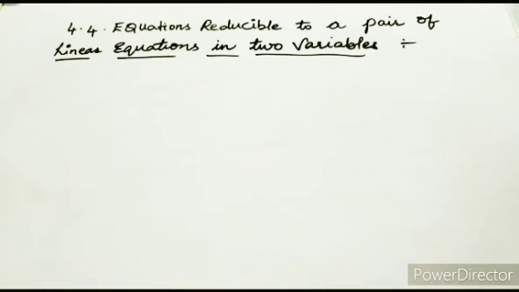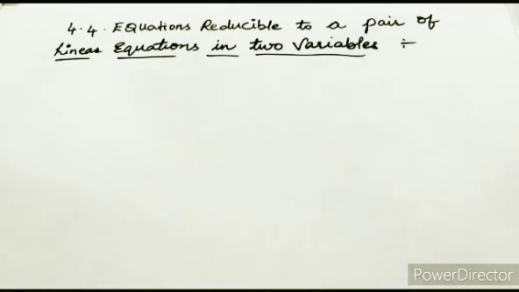In our previous classes we have discussed different methods for finding the solution of linear equations in two variables. We used the graphical method, and algebraic methods: the substitution method and the elimination method. Today we are going to discuss the reducible method to a pair of linear equations in two variables. In this topic we are discussing the solution of pairs of equations which are not linear but can be reduced to linear form by making suitable substitutions.